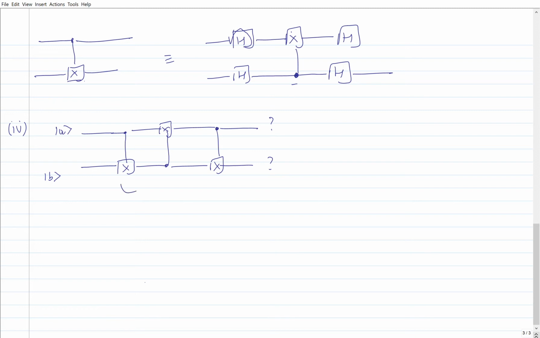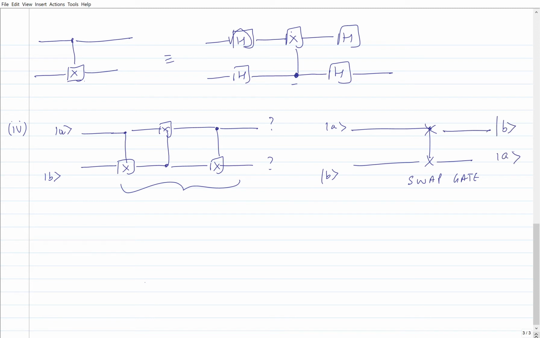So this particular structure is called the swap gate. What does it do? It swaps qubit A and qubit B. Of course, you can check it. Let A be alpha 1, 0 plus beta 1, 1.